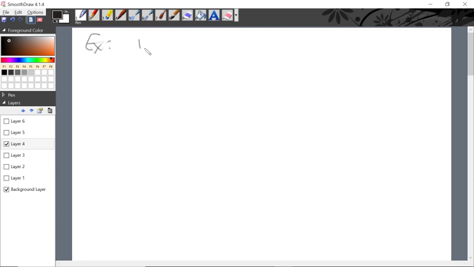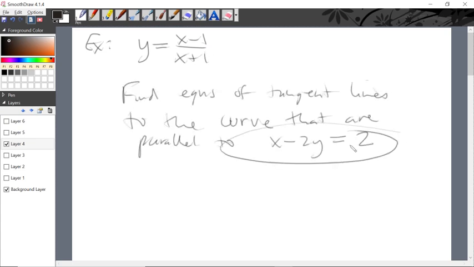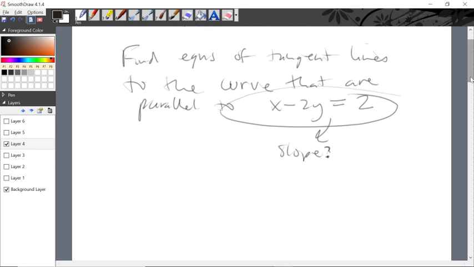Given y equals x minus 1 over x plus 1. Now that line has what slope? Well, one way is we could find 2 points on this line and then calculate the rise over run. Another way is formulaically, we could transform this into the slope-intercept form of the equation of a line. So we can do that.